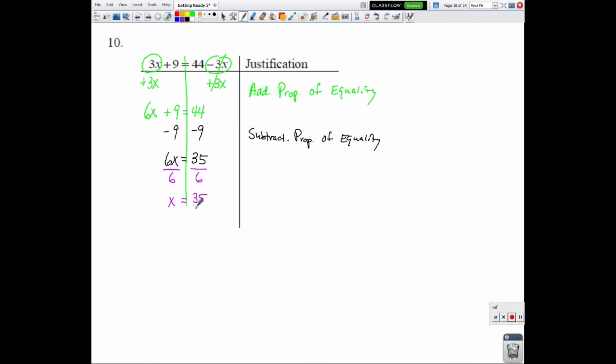So 35 divided by 6 can be written as 35 sixths. Please do not change this to a decimal, because in decimal form, it would be a repeating decimal, and we don't use those. We keep those all rational numbers. We keep in fraction form unless the decimal is terminating. We use there the division property of equality.